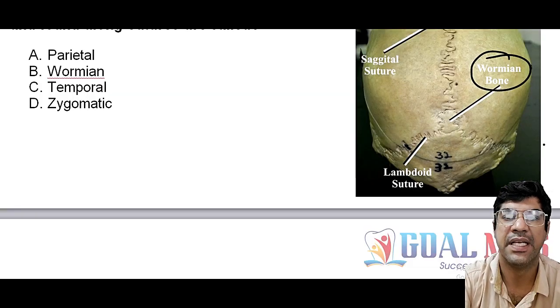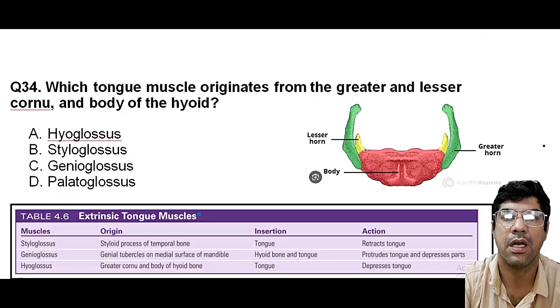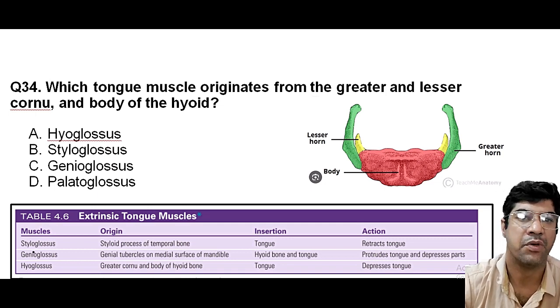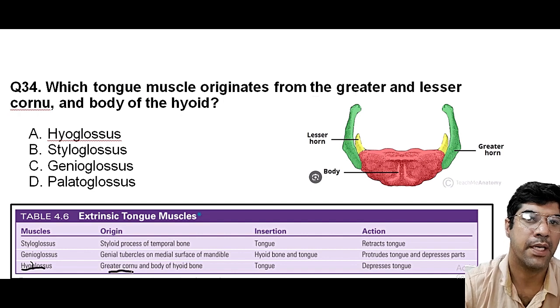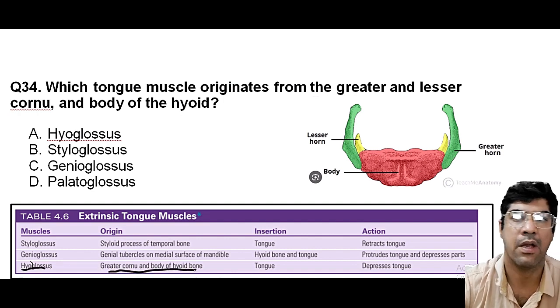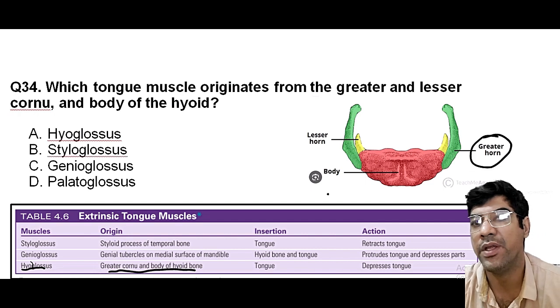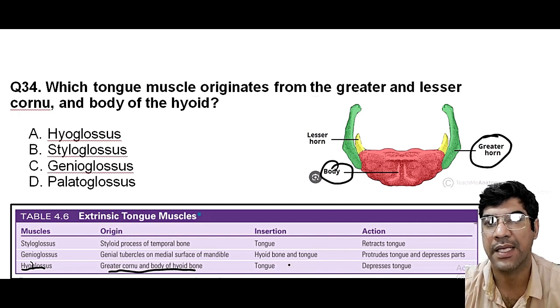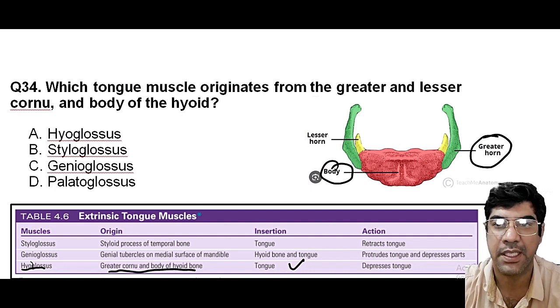Which muscle originates from the greater and lesser cornu and body of hyoid? So answer is hyoglossus muscle. Remember the origin. It originates from the greater cornu and body of the hyoid bone, and it is inserted into the tongue. The action of this muscle is to depress the tongue.